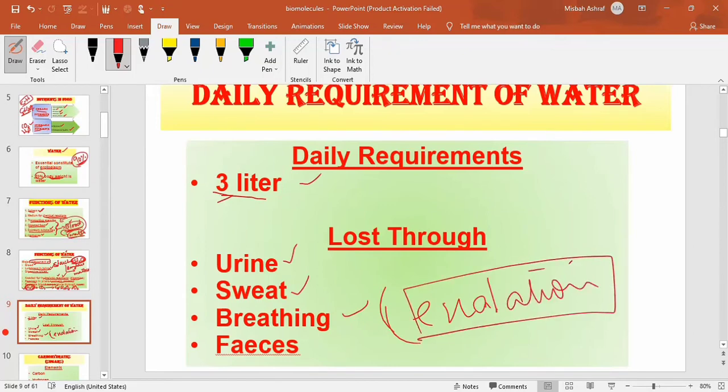When we are exhaling air out, then water is lost. When we are inhaling, water is not lost. Then some of the water is also lost through the feces. So these are the ways through which extra water is removed from the body, and we take extra water in only by drinking.